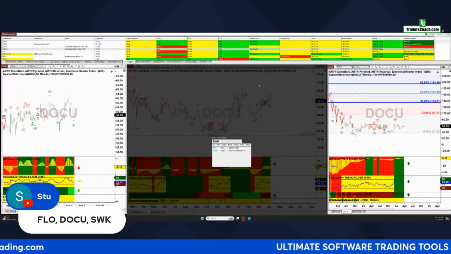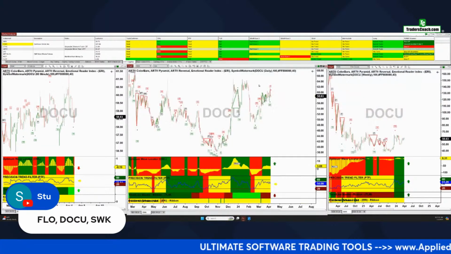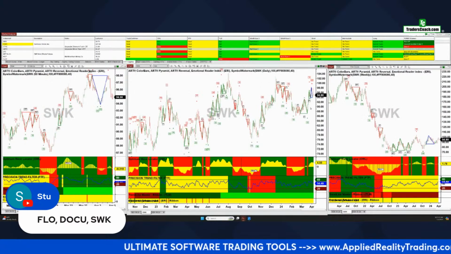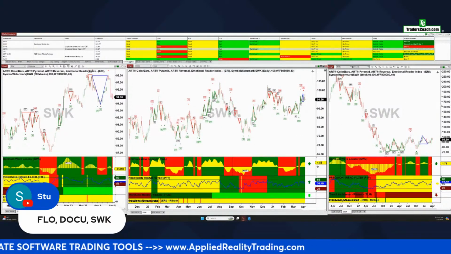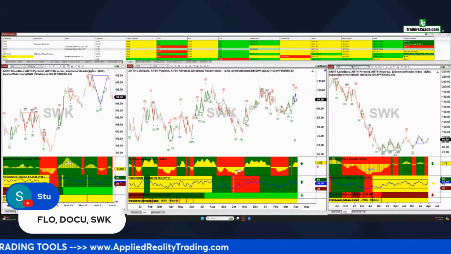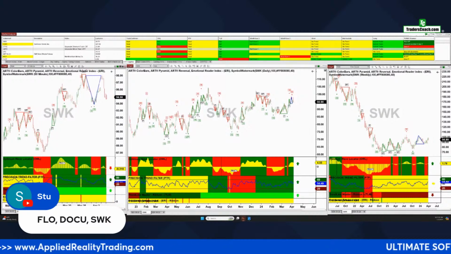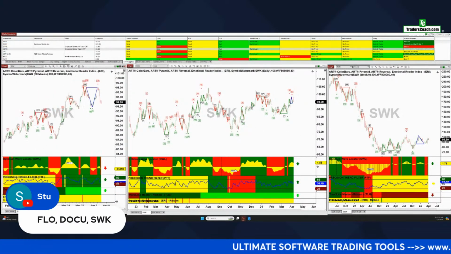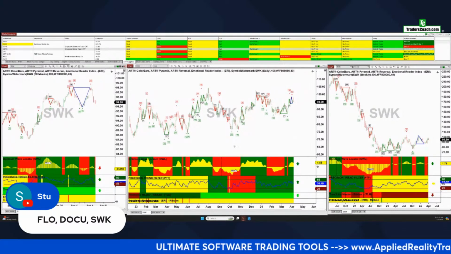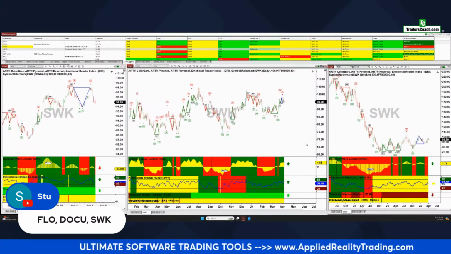All right, SWK, let's take a look at that. All right, SWK is also at the bottom. Looks like it's trying to break out there. We got bullishness on the lower time frames. A little bit of red creeping in on the 60-minute chart. I don't think that's going to be too serious with a green PTF.